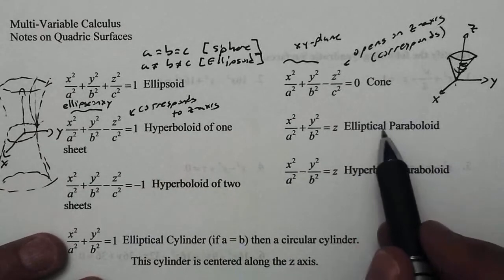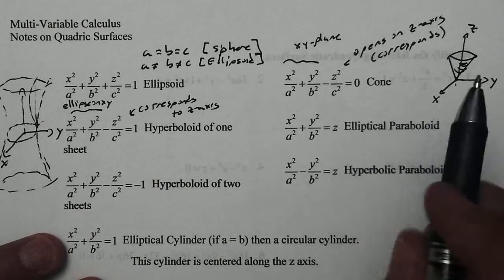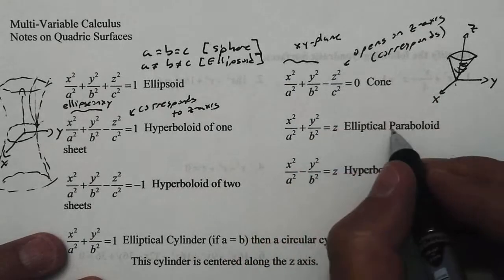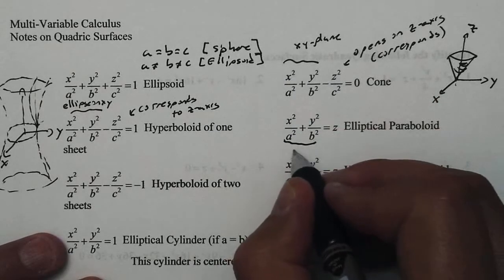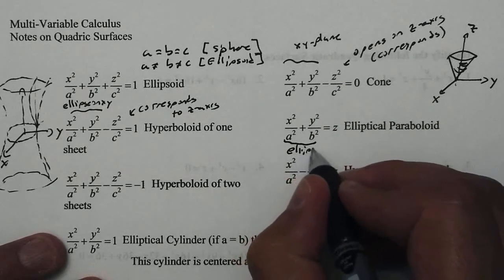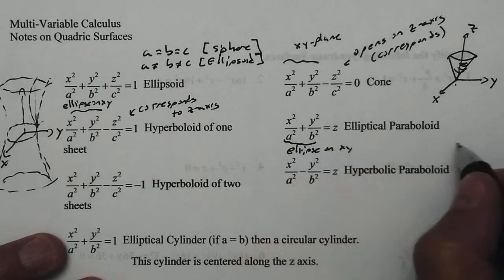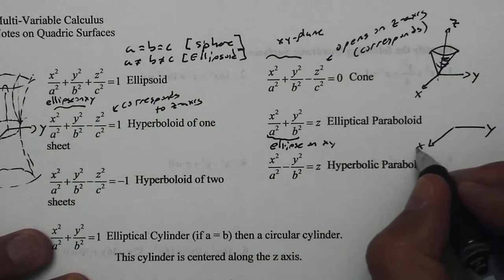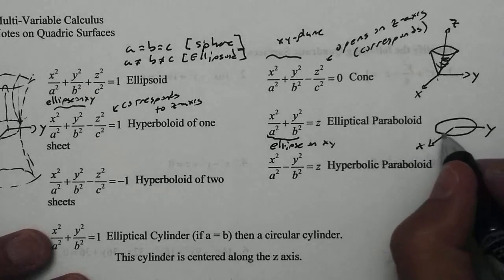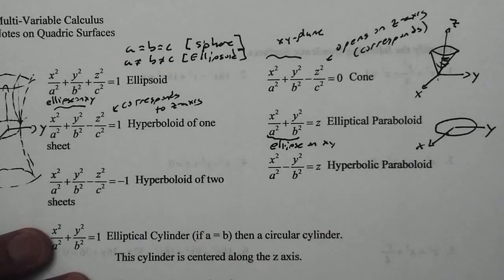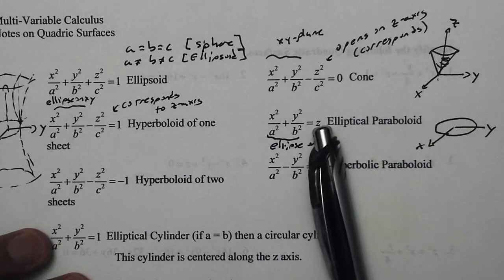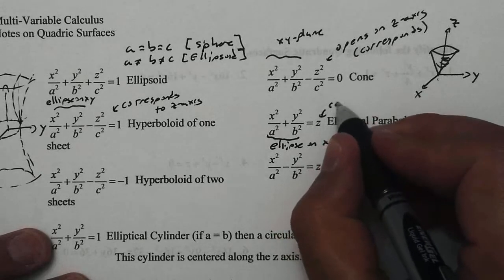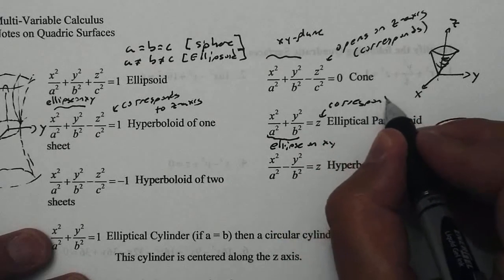Looking at the elliptical paraboloid, this is called an elliptical paraboloid because if we look right here, we get an ellipse, again on the xy plane. So if I were to graph this on the xy plane, again, I would get an ellipse. The z here equal to z, a single variable, says this is going to correspond to the z-axis, which means it opens on the z.